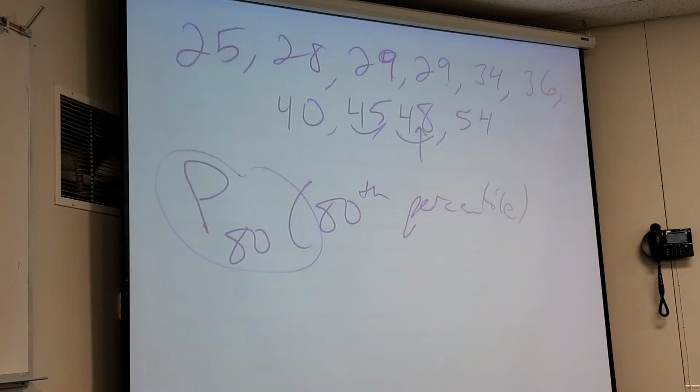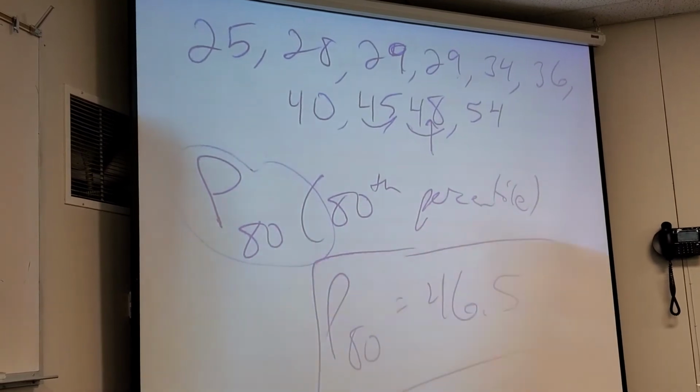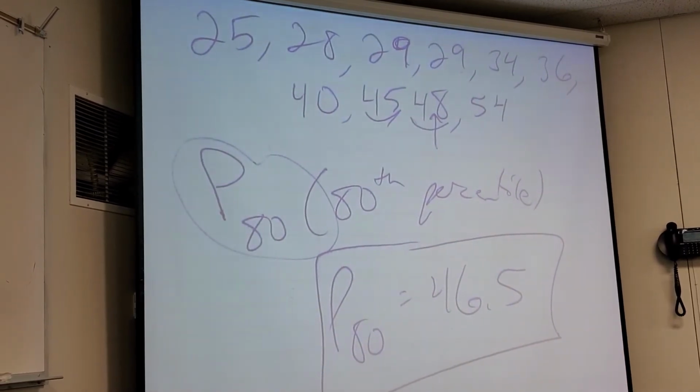If it's in the 80th percentile, what percentage is supposed to be above it? 20. Is there 20% above 48? No, there's 10%. There's 20% above 45 though, right? Now stay with me. So the right answer for the 80th percentile is the number between 45 and 48, because that's what does both of those things. Does that make sense? What's right between 45 and 48? 46.5. That's what P80 would be.